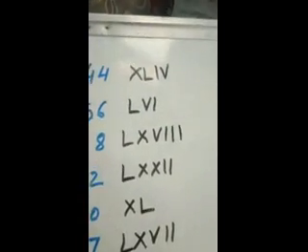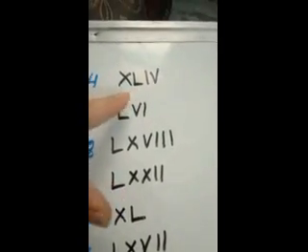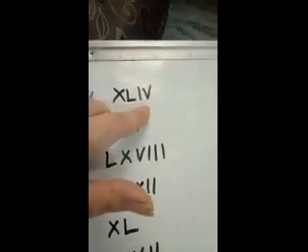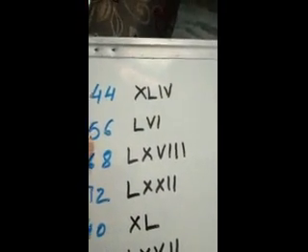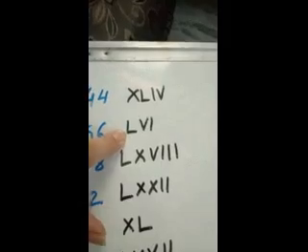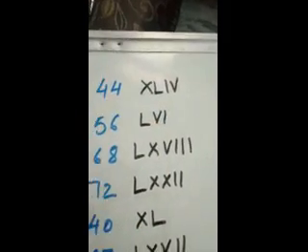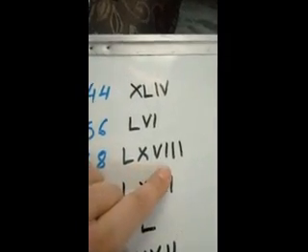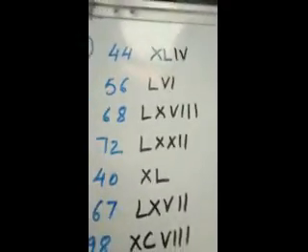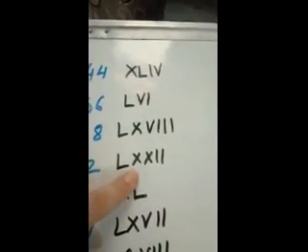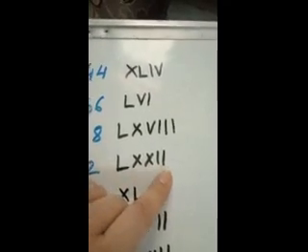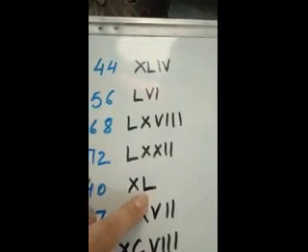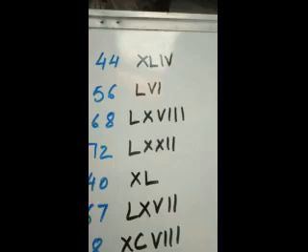That day I told you the rule of subtraction. 50 minus 10, 40. XL is 40, IV is 4. 56. L stands for 50. 50 plus 6, 56. 68. 50 plus 10 plus 8. 72. 50, 10 is 60, 10 more 70, and 2. 40. XL, 50 minus 10, 40.